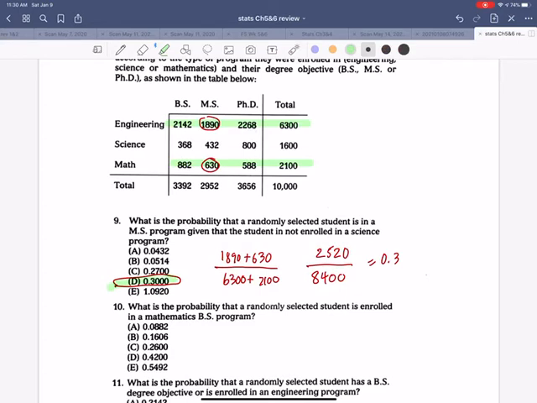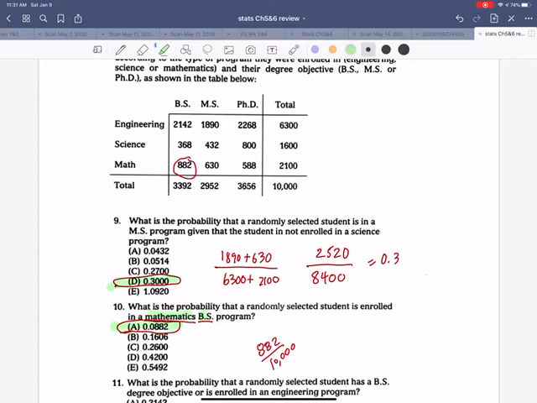What is the probability a randomly selected student is enrolled in math? So kind of starting out there. A random person is in math. That'd be 210 out of the 10,000. So, oh wait, but it says Math BS. So let's see, Math BS would be these folks, right? So that'd be 882 out of the 10,000. That's going to be A.